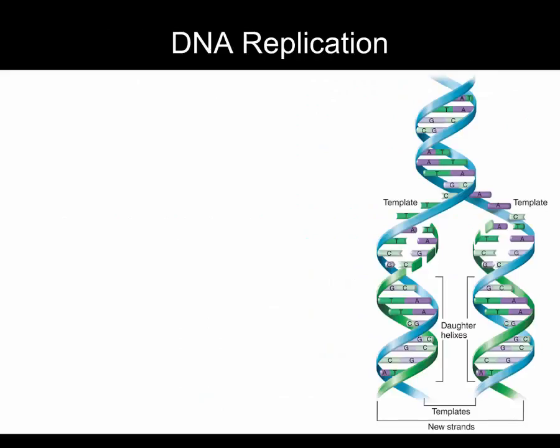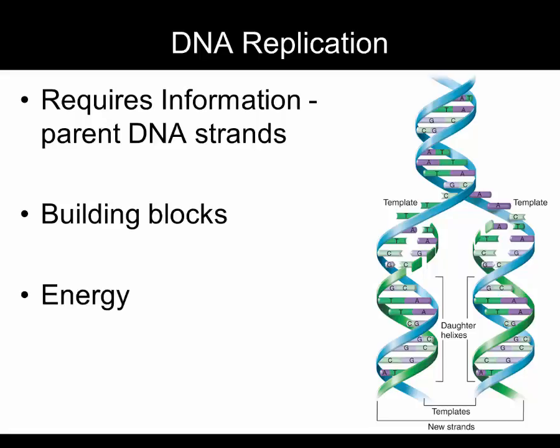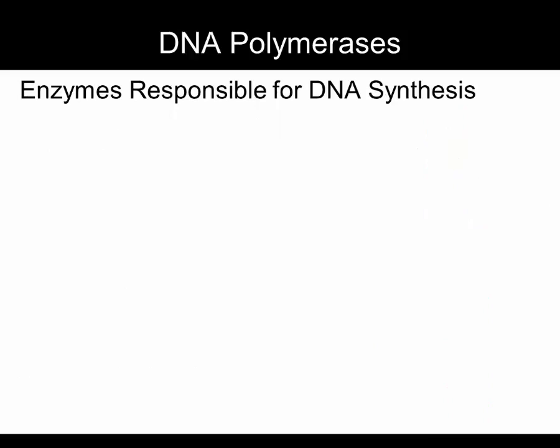DNA replication requires several factors. Obviously, you need the information you're copying, the parent strands. You also need the building blocks to create the new strands, the nitrogenous bases, sugars, and phosphates. Building a new DNA molecule takes a lot of energy, so you'll also need an energy source. Finally, you'll need enzymes to carry out all the chemical reactions that go into building new strands of DNA, and there are a lot of them. The most important of the enzymes are DNA polymerases. These are enzymes responsible for extending the new DNA chain with the proper base.